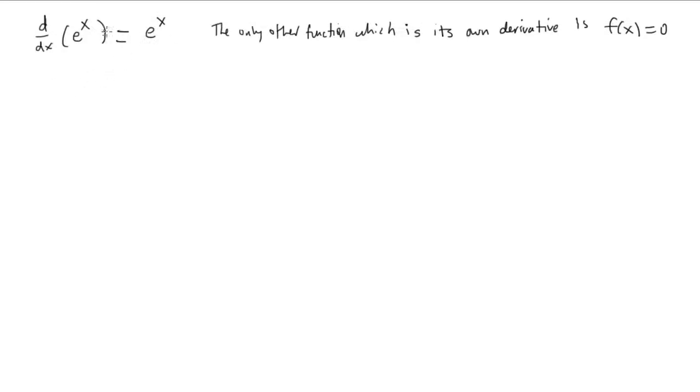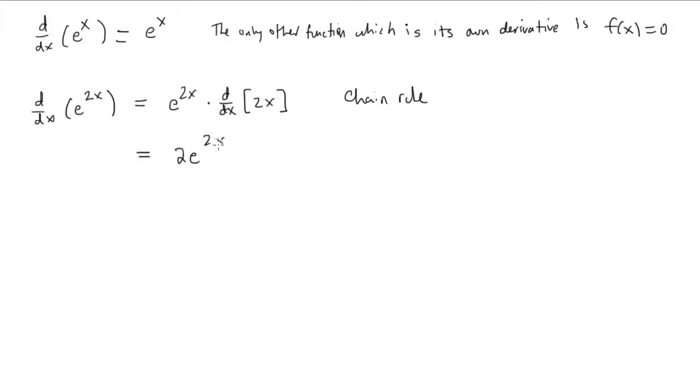So let's work some examples. Let's say we wanted to do the derivative of something like e to the 2x. The exponent here is now 2x, and since the exponent is not a single variable, we have to use the chain rule. So this would be e to the 2x times the derivative of 2x. We already know that derivative, so the whole thing is just 2e to the 2x.